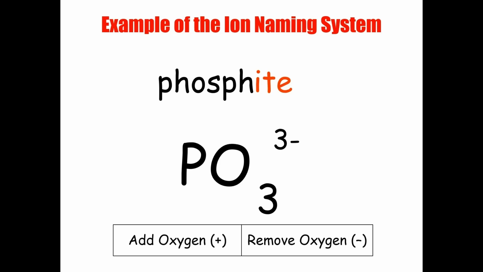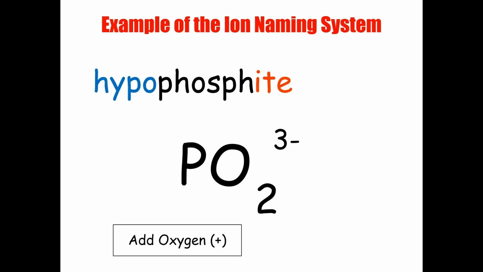Now, what if I were to take one more oxygen away from phosphite? I would get hypophosphite. Now, for me to arrive at hypophosphite, I needed to remove 2 oxygens from the primary ion being phosphate. And so now I have PO2 3 negative. Remember, the charge has not changed.